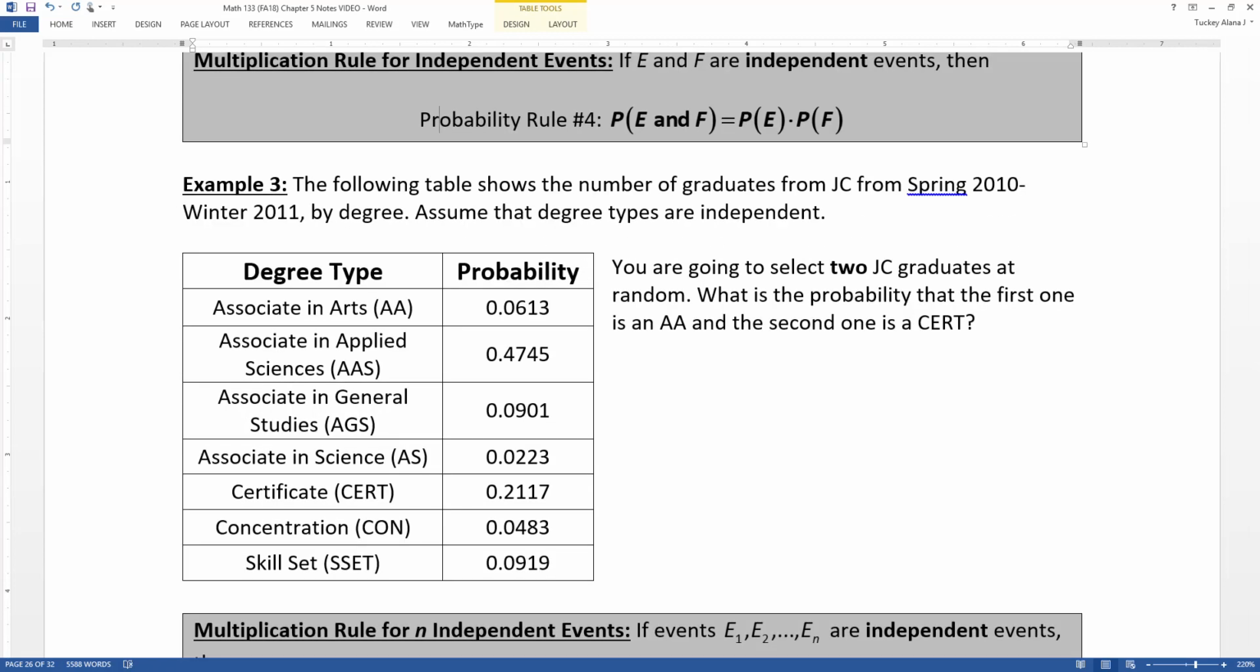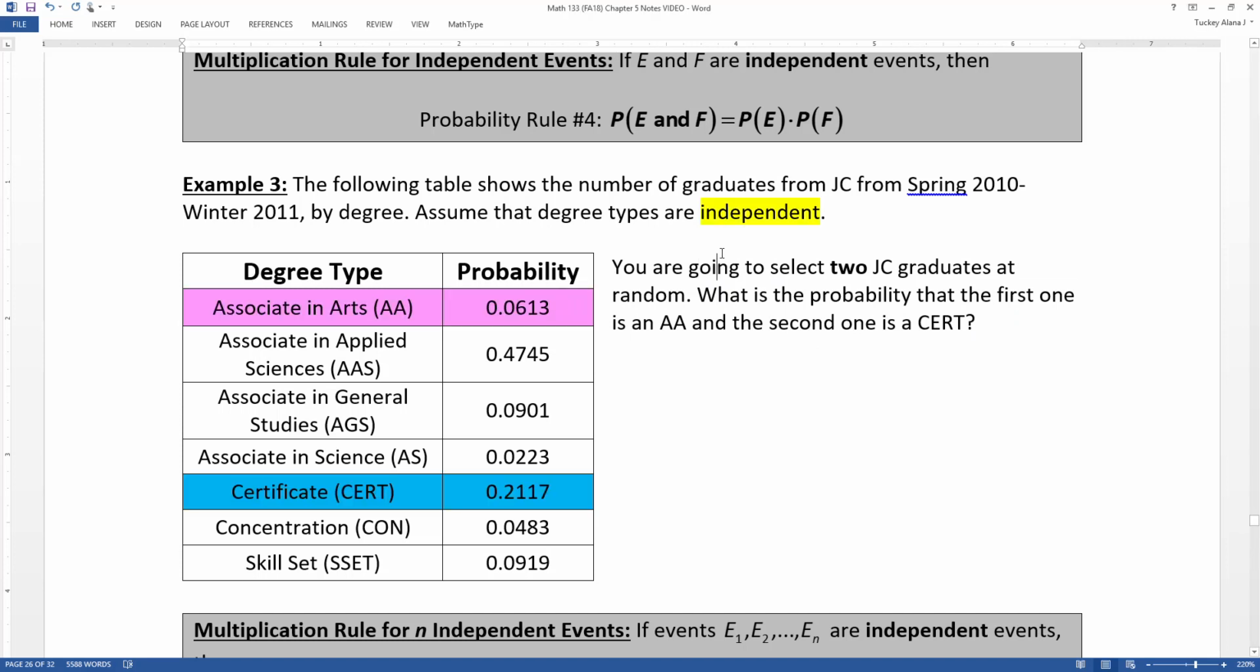So we have the following table showing the number of graduates from JC from spring 2010 to winter 2011 by degree. Assume that the degree types are independent. All right, so there they are. I'm going to select 2 JC graduates at random. What's the probability that the first one is an associate in arts and the second one is a certificate?